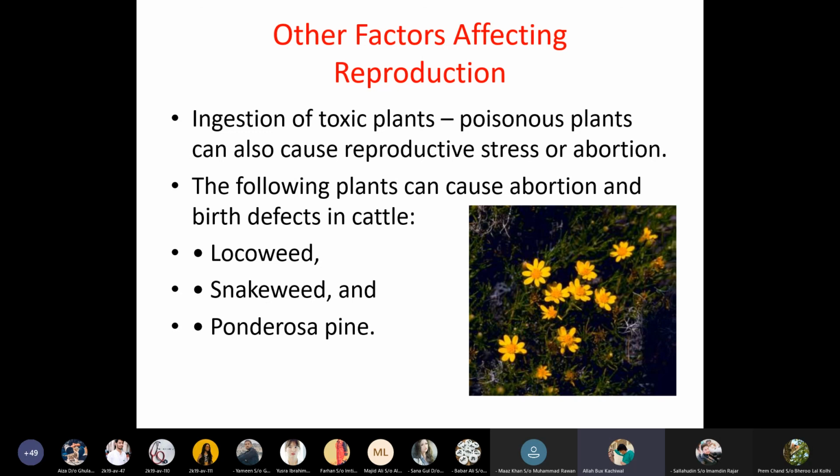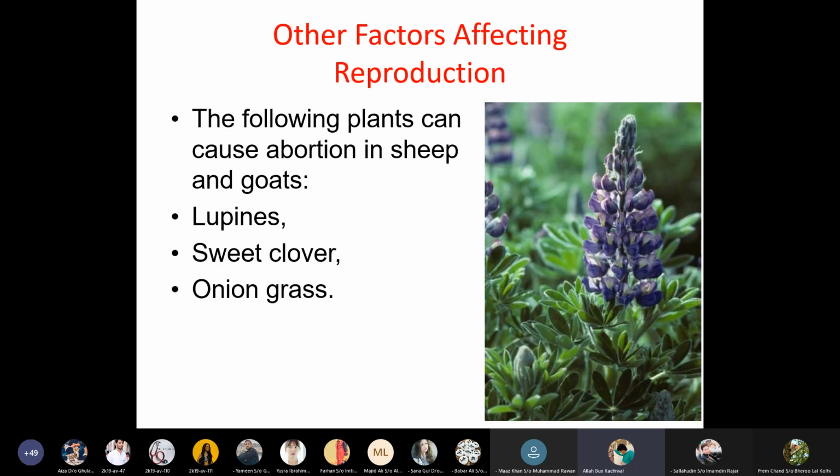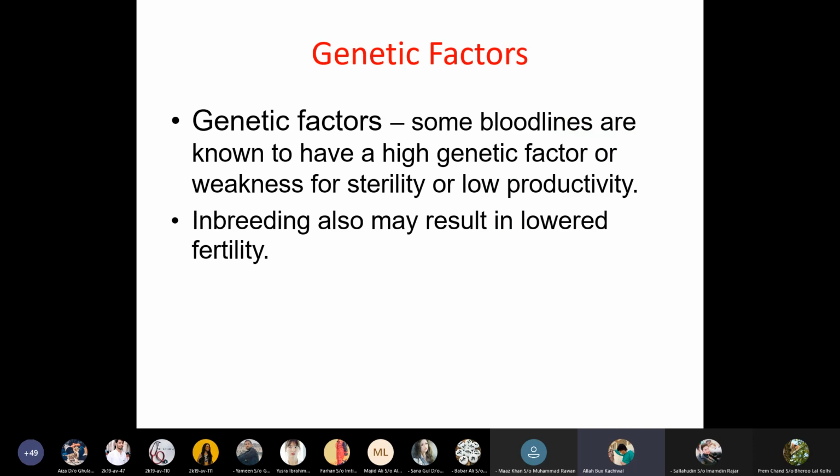The following plants can cause abortion and birth defects in cattle. Locoweed or snakeweed and ponderosa pine may cause abortions. The following plants can cause abortion in sheep and goats. Lupinus, sweet clover, and onion grass can cause abortion in sheep.